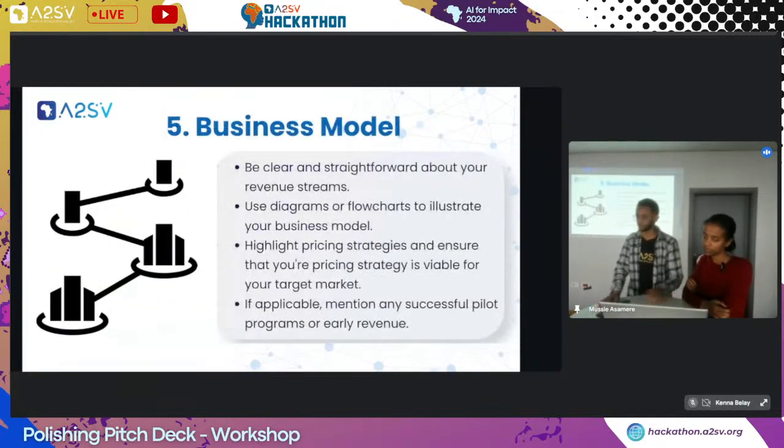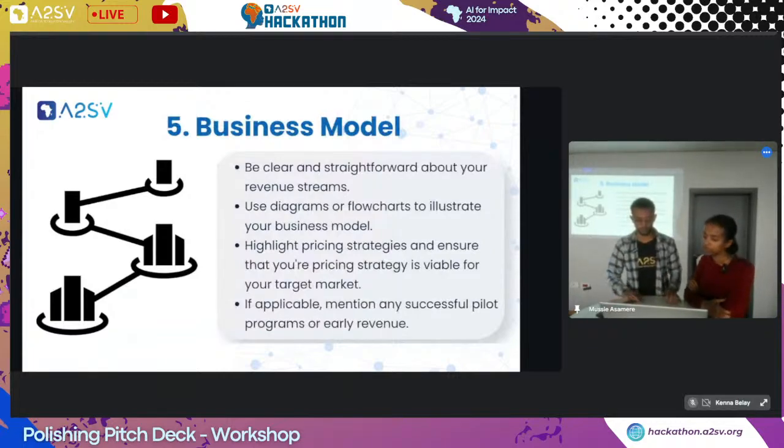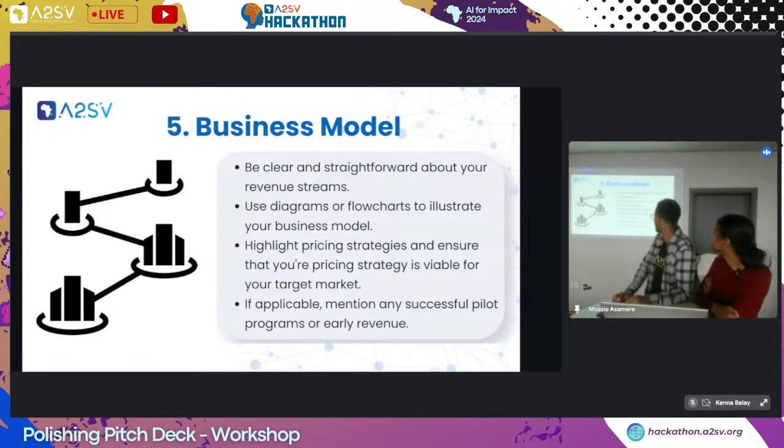All right. So the fifth section of the pitch deck is going to be the business model. When we say business model, it's mainly talking about the revenue streams, or how you're going to generate revenue. When it comes to your revenue streams, you should be as clear and as straightforward as you possibly can, because when you're presenting to your investors and potential partners, they want to see how you're going to generate money.